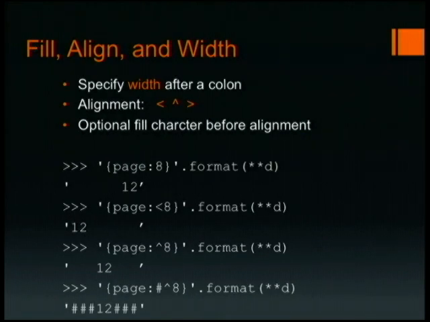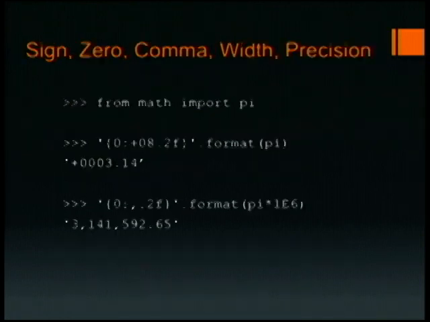One of the options is to be able to specify the fill, alignment, and width, and you'll see examples here. So you put a :8 that says the width is 8, and so that 12 slid to the right. I put an angle bracket 8, and it left justifies it. Caret 8 centers it. If I specify a fill character before the center, I get a fill character, and I can wrap it in number signs. So you have complete control, formatting control over string centering and justification.